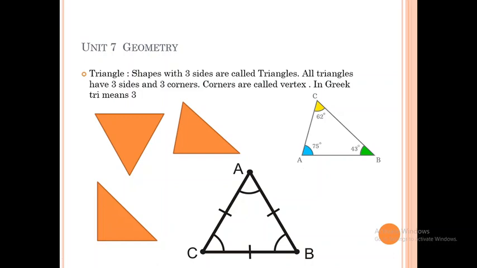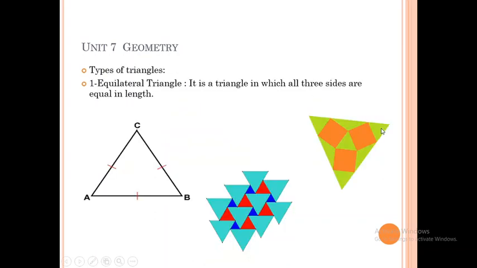Now when you study triangles, there are different types of triangles. In class 3, three types of triangles are given here that you will study. The first one is called equilateral triangle. What is the meaning of equilateral? Equilateral is a kind of triangle in which all three sides are the same in length. For example, this one is 3 cm, this one is also 3 cm and this one is also 3 cm.